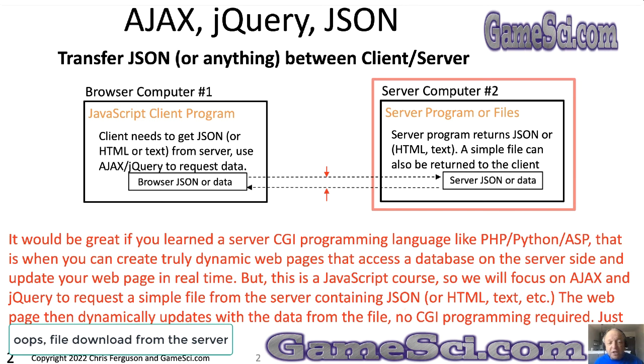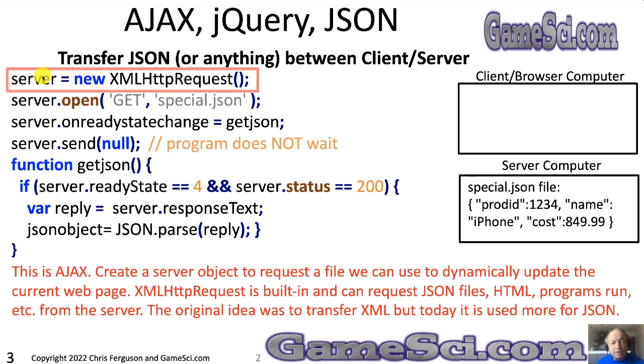The web page then dynamically updates with the data from the file, no CGI programming required, just a simple file upload from the server. So what we're going to concentrate on in this slide is the client's going to make a request to read a file off the server and the server's going to send it back. No CGI required. Server equals new XMLHttpRequest.